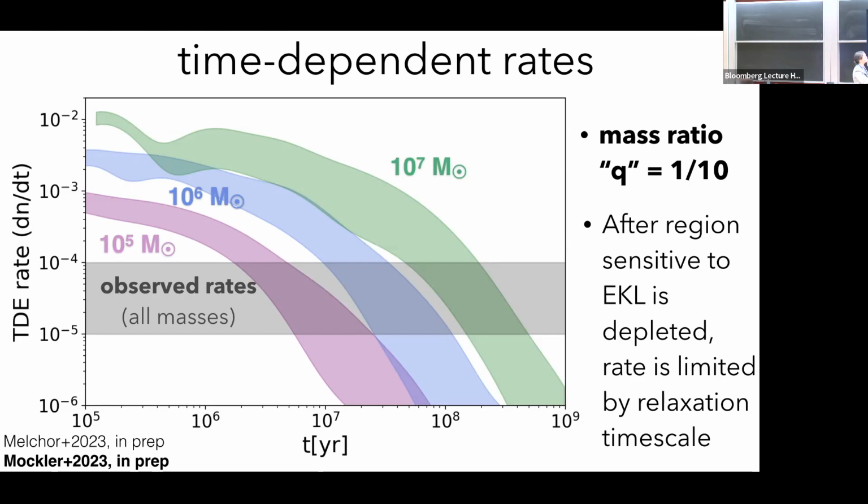And so we do expect to see some of these events, especially as we're increasing the number of transient surveys that are searching for TDEs. Also, because these would be happening near the centers of galaxies, they'd hopefully be found with normal TDE surveys.